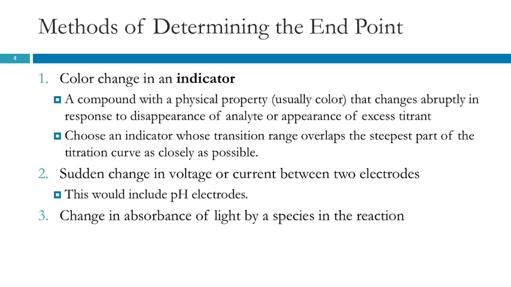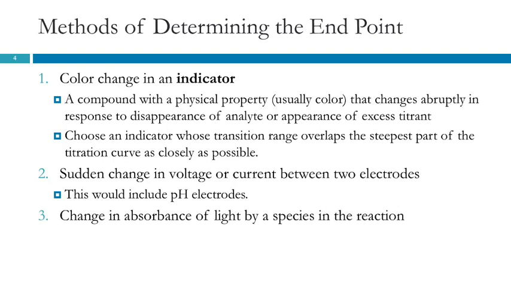So using an electrode like that, you're actually going past the endpoint, but you're looking at the data that you've collected to determine at what volume was the endpoint. And that can be more accurate in some situations than just trying to stop at the endpoint by a color change.